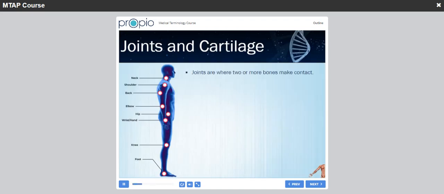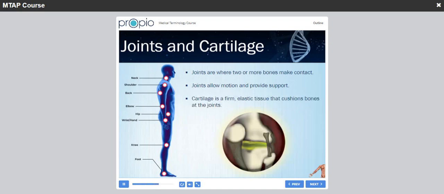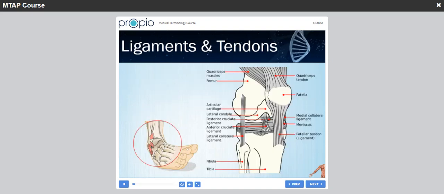Ligaments and tendons. Ligaments are bands of tough tissue that connect two bones. Ligaments also connect cartilage at a joint or support an organ to allow movements. Tendons are bands of tough, elastic tissue that connect muscles to bones. Tendons and muscles work together.